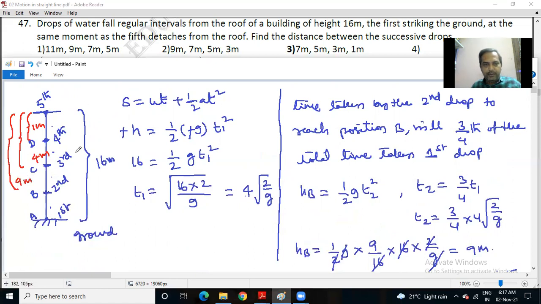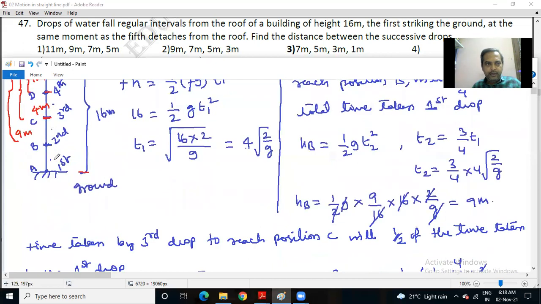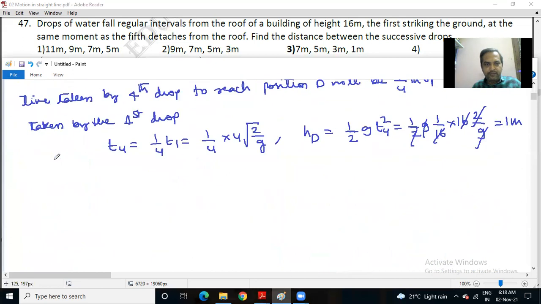Okay, the last drop anyhow is at 16 meters from the top. So now we have to find out the gap between any successive drops. The gap between the fourth and third is: subtract 1 meter from 4. So therefore H3 minus H4, or HC minus HD, you write down.